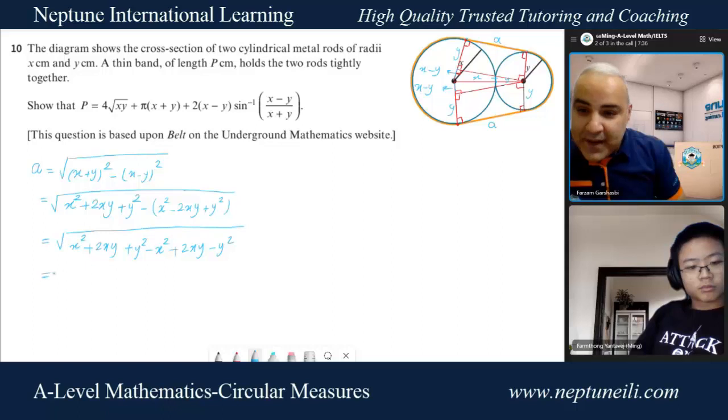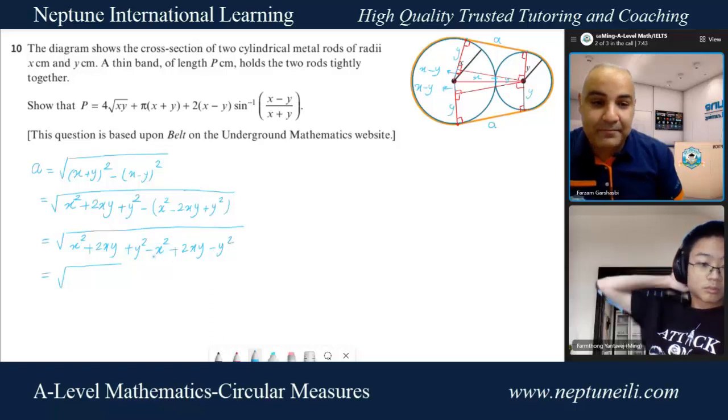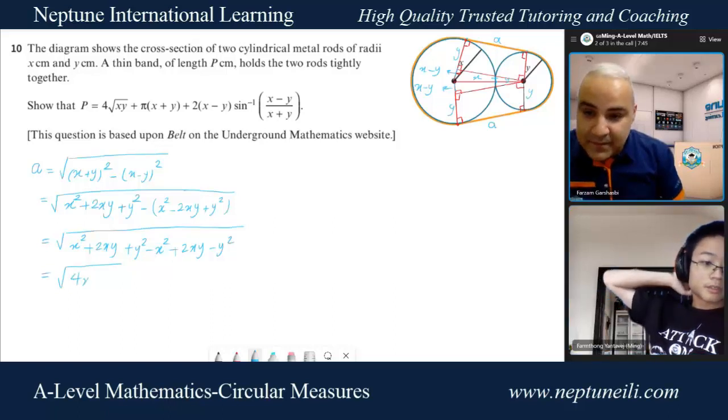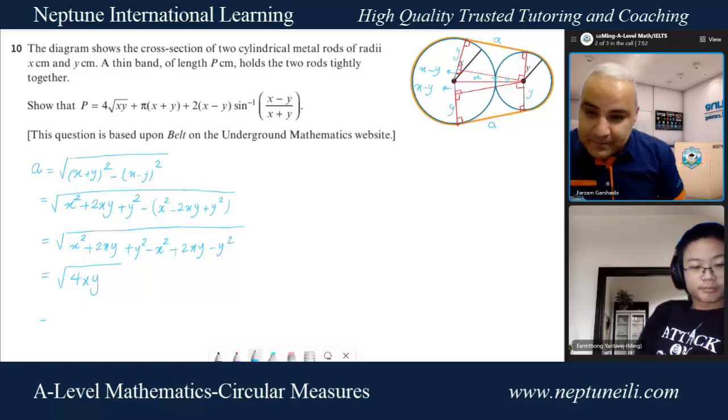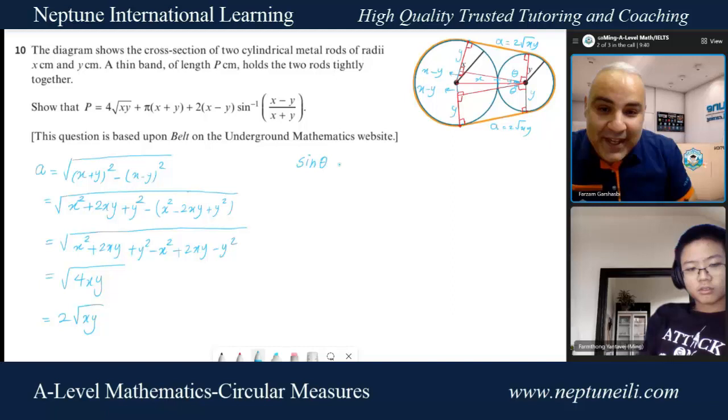So let's simplify. x squared minus x squared is 0. 2xy plus 2xy, 4xy. y squared minus y squared, 0. Now, what is root of 4? 2. And what is left inside? xy. So sine theta is opposite, which is x minus y, over hypotenuse, which is x plus y.